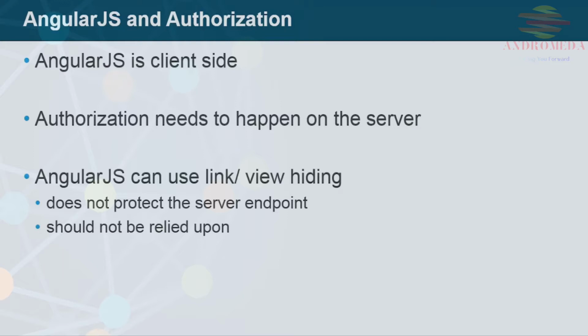This implements what we call security through obscurity. That means we make the link obscure or difficult to see, but that doesn't mean it's actually secure because the link is viewable using certain means. So we're going to talk about some wrong assumptions about AngularJS authorization.